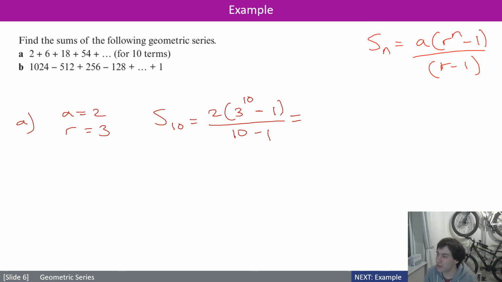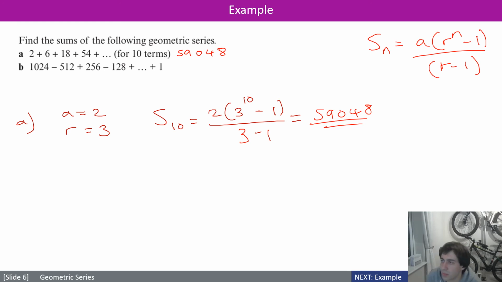Oops. I just did that on the calculator and I didn't get an integer, which means I've made a mistake. The mistake I've made is I put an n here, whereas the formula clearly tells me to put an r. So that was silly of me. So that's a 3 there. Let's try that again. Okay, and I get 59048. That's the answer to A. The sum of the first 10 terms is 59048.